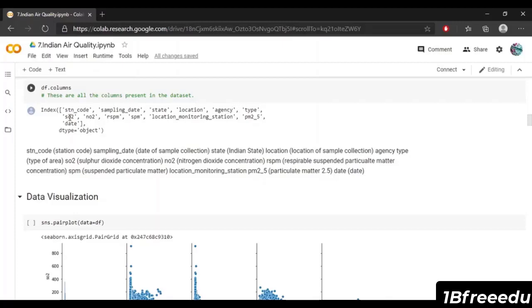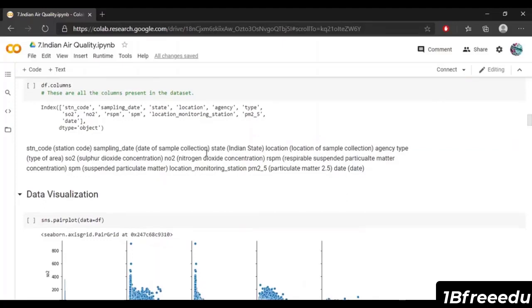And then we have SO2, which stands for sulfur dioxide concentration. And these are all the pollutant names present in the environment. This is the NO2 or nitrogen dioxide concentration. And RSPM over here stands for respirable suspended particulate matter concentration. And then we have SPM, which stands for suspended particulate matter. And then we have location monitoring, and PM2_5 stands for particulate matter 2.5. Then we have the date column in the end.